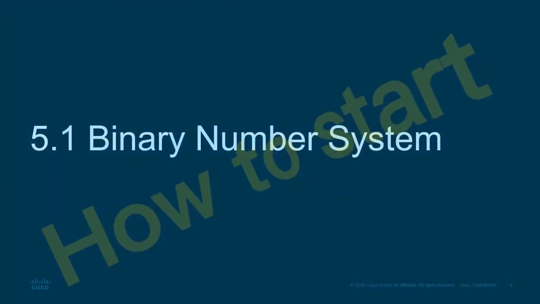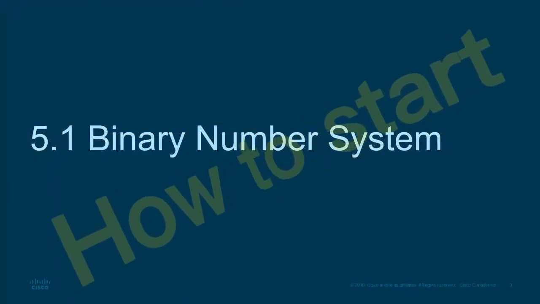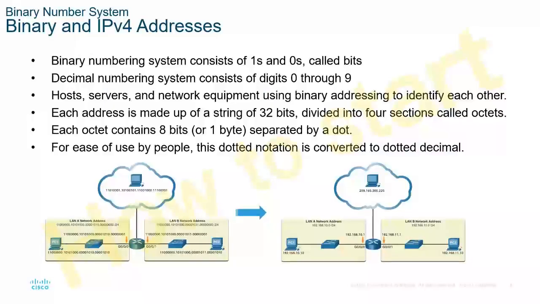So our first one is our binary numbering system. Binary means ones and zeros. So our decimal numbering system is 0 to 9. Binary is 0 and 1, and they typically refer to these as just bits. 2 bits, 0 or 1. So on a network, everything is broken down into binary bits. That's how our addressing works.